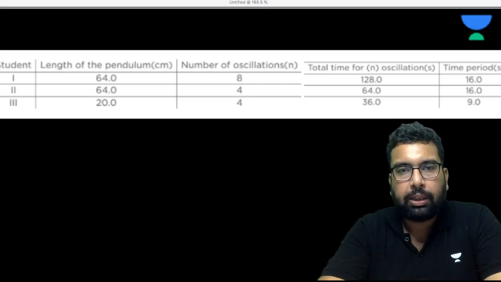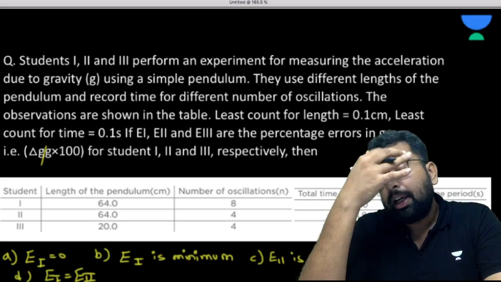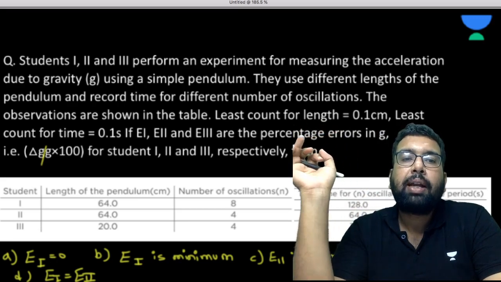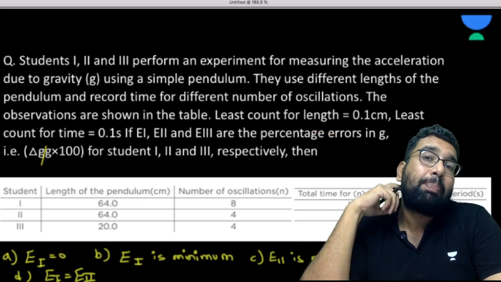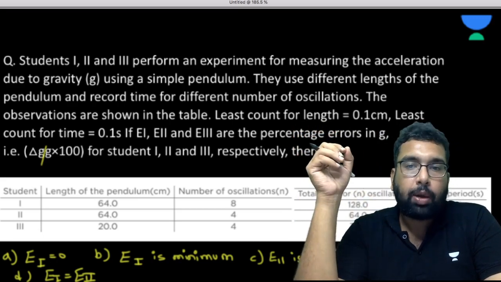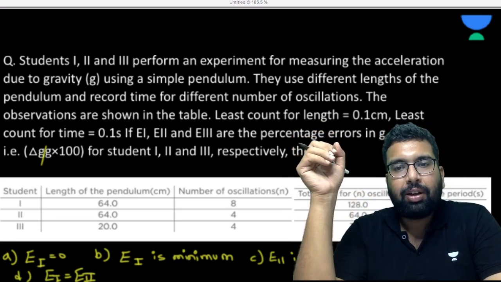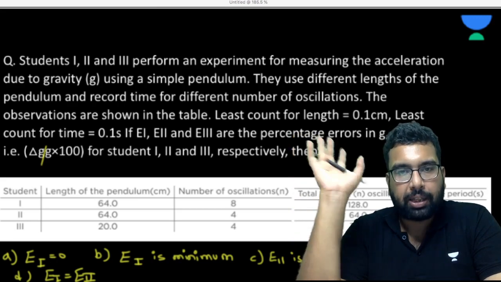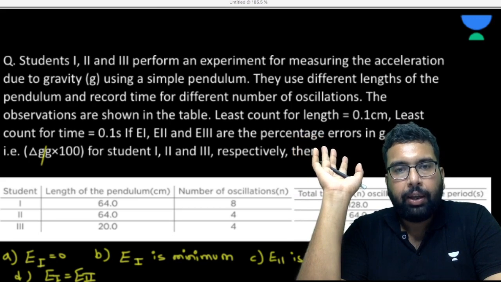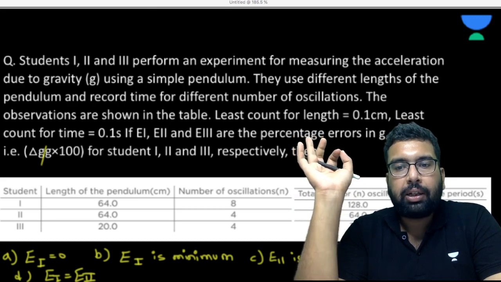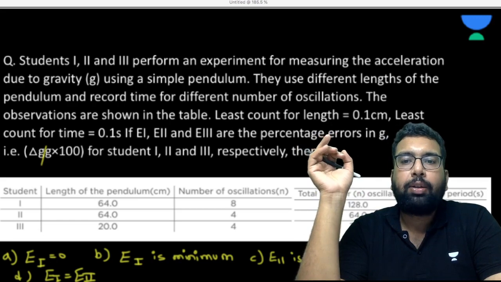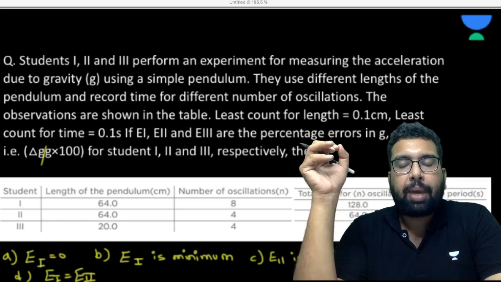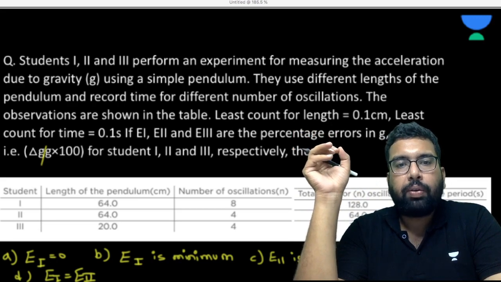Okay, we'll come back to this. Let's understand the question first. Now, least count for length is 0.1 centimeter. Least count for time is 0.1 second. Least count is the maximum possible error. I hope you remember that. This is what we have learned. Least count is the maximum possible error of measurement. So in the measurement of length, the maximum possible error is 0.1 centimeter, and in the measurement of time, the maximum possible error is 0.1 second.